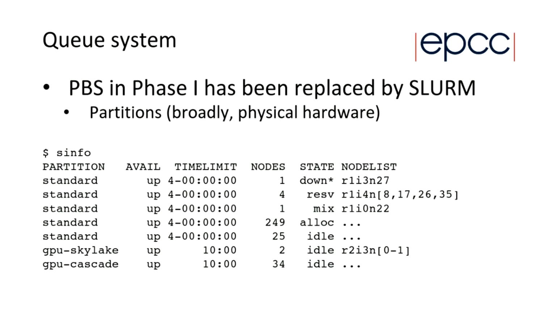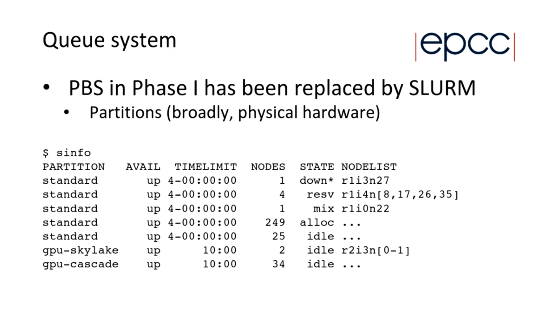So the command sinfo here will give us the information on what partitions are available. Again, I've edited this slightly to be more presentable, but you'll see there are basically 3 partitions on the system. This one, which is standard, which is the Broadwell CPU nodes, and if you tot up the number, it should come to 280.